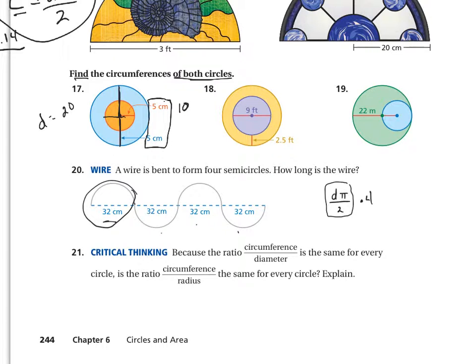Now number 22, you're just going to substitute in the numbers. And it's only 1 right there, 32. Make sure when you're done, your answer says some kind of centimeters so that you get that right.